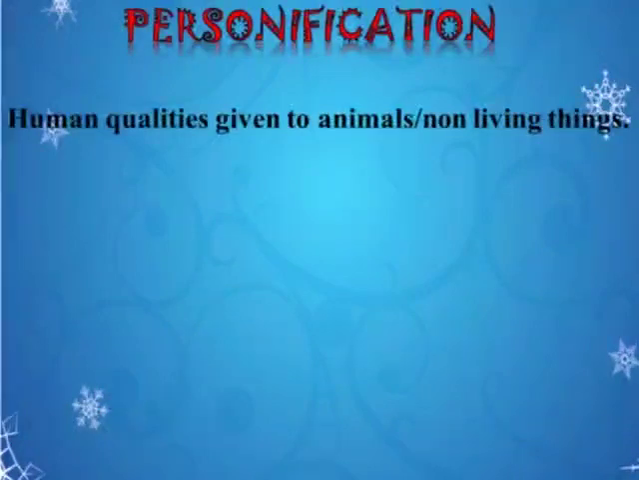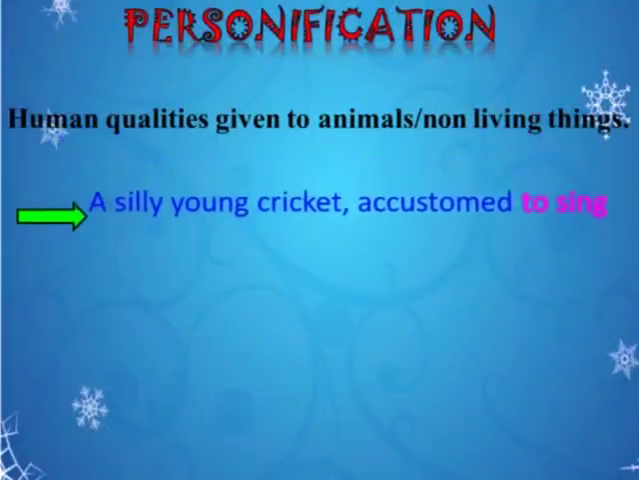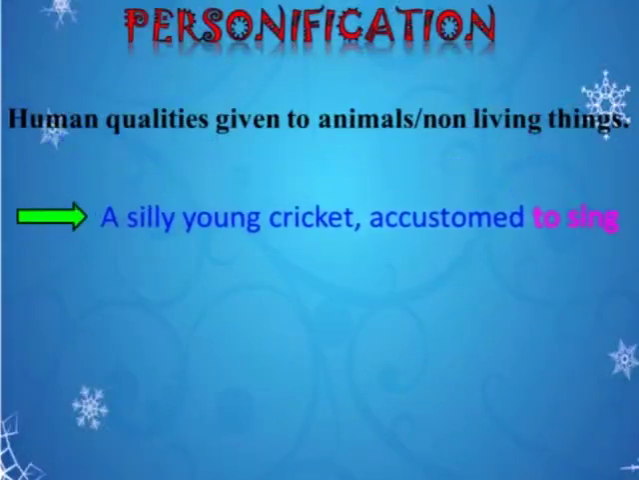Personification. We use personification to refer to human qualities given to an animal or any non-living things. I've just taken an example from the poem. Before that, in the entire poem, the ant and the cricket are personified as humans, as they are talking and thinking like humans. So throughout the poem, the ant and the cricket are being personified.